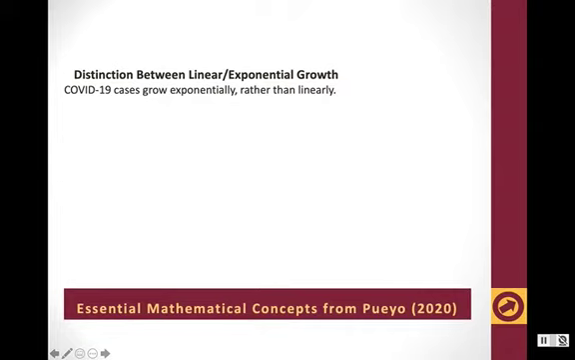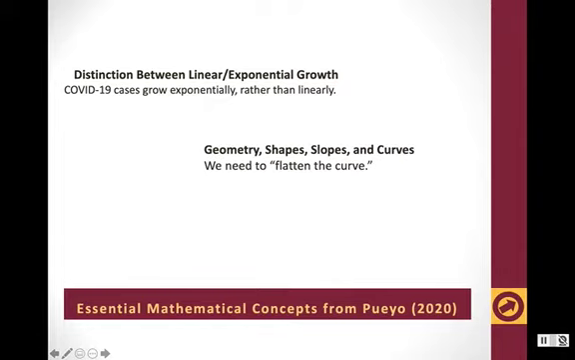The second we'll talk about will move us more directly into geometry, where we study things like shapes, slopes, and curves. And this is particularly relevant for the fact that folks have been saying over and over again that what we need to do, why we need to socially distance, is to flatten the curve. So we'll talk about what that means there.